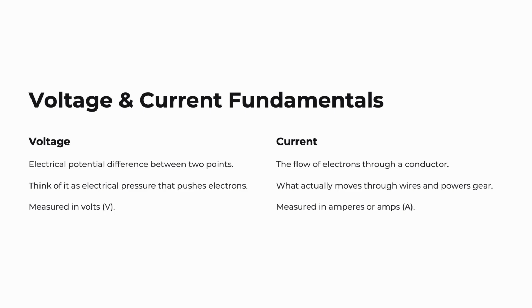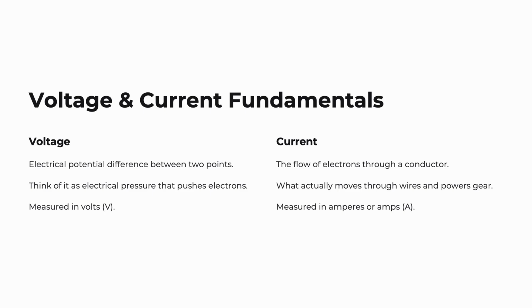Voltage is the electrical potential difference between 2 points. You can think of it as electrical pressure, the push that causes electrons to move through a conductor. Current, on the other hand, is the flow of those electrons. It's what actually moves through the wires and powers your gear. Voltage is measured in volts, simply symbolized as V, and current is measured in amps, symbolized as A.